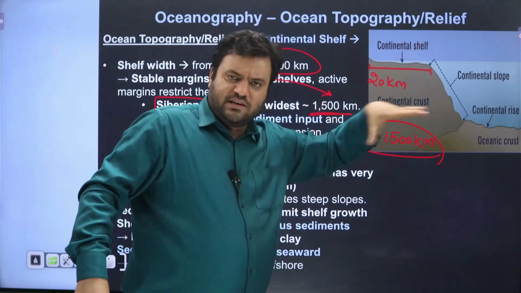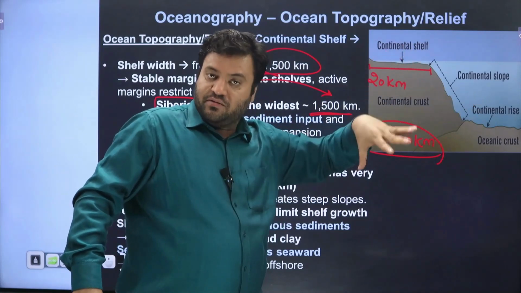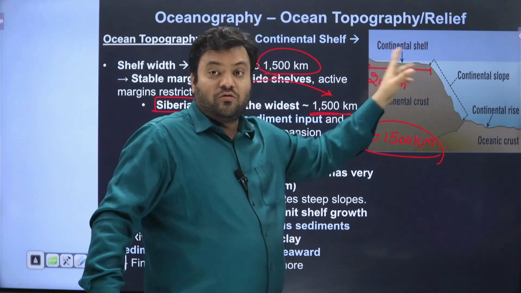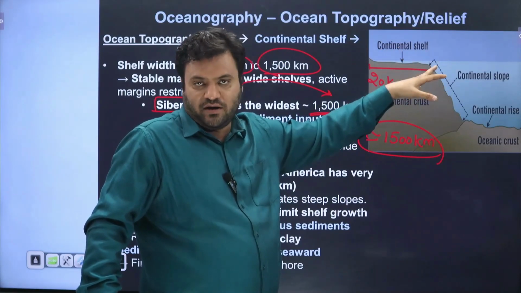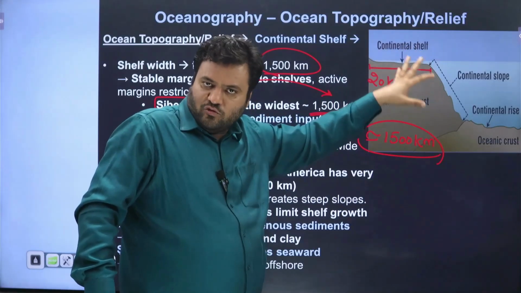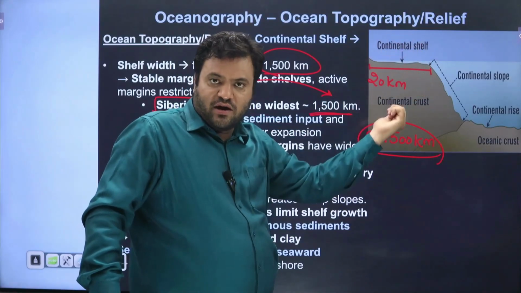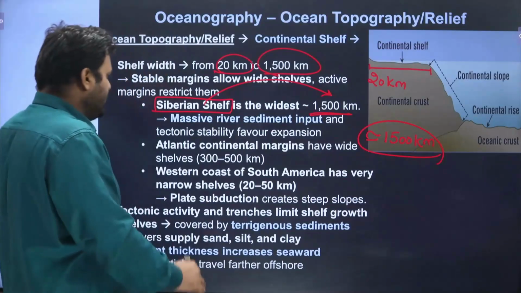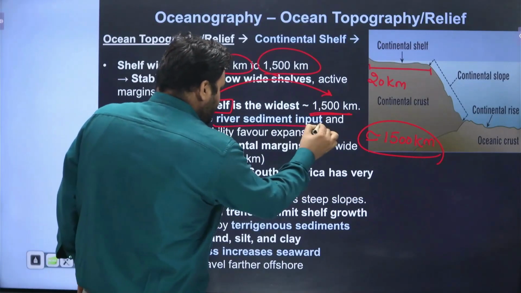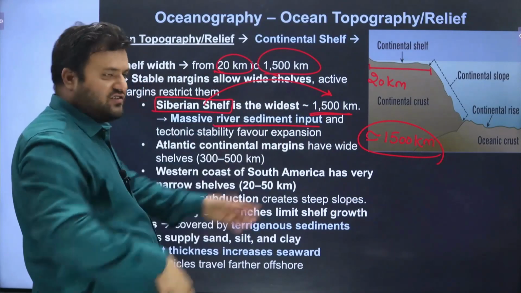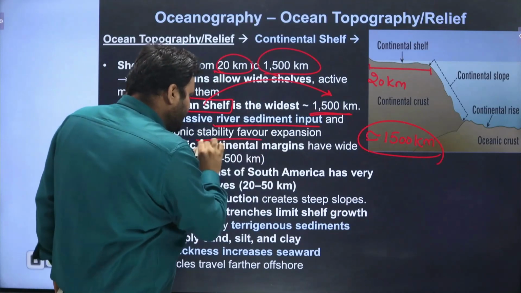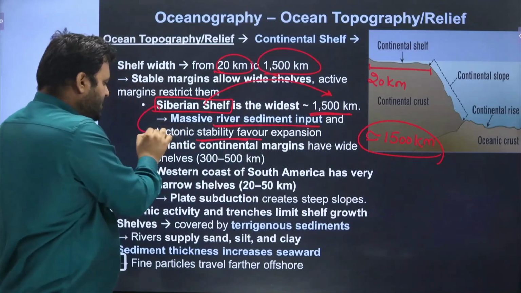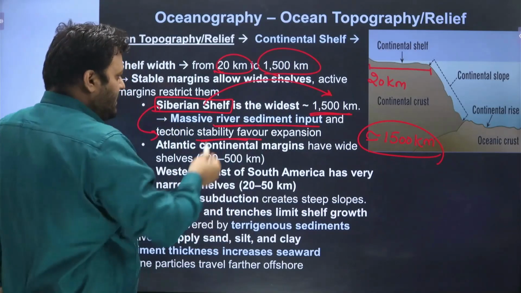Okay, yes, it is submerged underwater, perhaps covered with ice caps, but its length would be from 0 to almost 1500 kilometers. And yes, the depth is also the same, with respect to 0 to 200 meters depth, I am telling you. Okay, it's because of the massive river sediment input. Because of the sediment input, the continental crust is wider there, and there is tectonic stability with respect to this particular Siberian shelf. That's why you will see that it is widest.